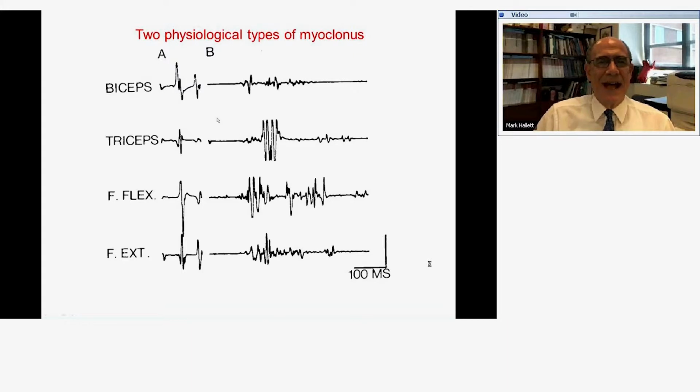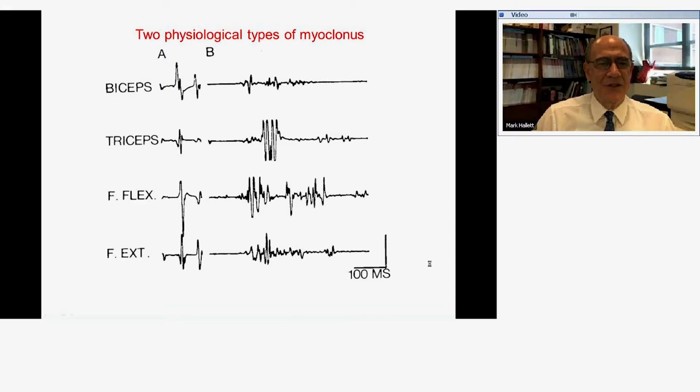Now, here are some more patterns, and these are actually physiological types of myoclonus, 2 different types. Let's first look at the one on the left. And you see here 4 muscles: biceps, triceps, finger flexors, and finger extensors. Here's a 100 millisecond time bar, and you can see a very brief EMG discharge, which is synchronous in all of these muscles, probably around 25 milliseconds or less. So this is what I refer to as the reflex pattern, a very brief synchronous discharge in all the muscles.